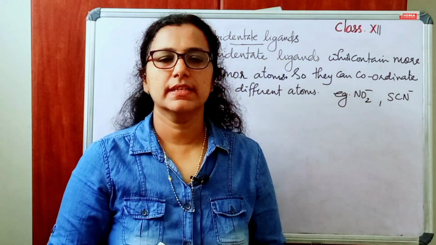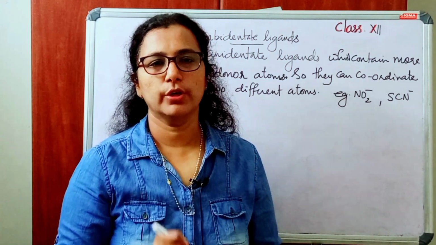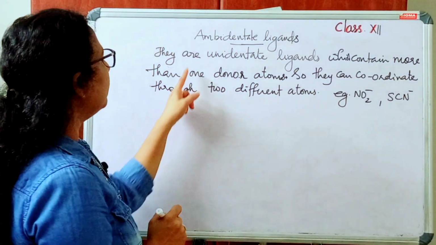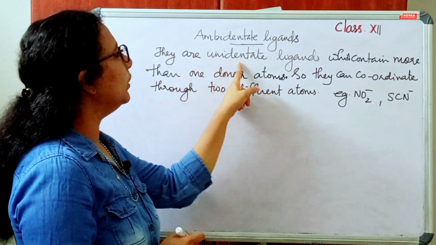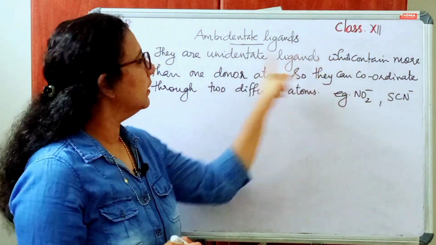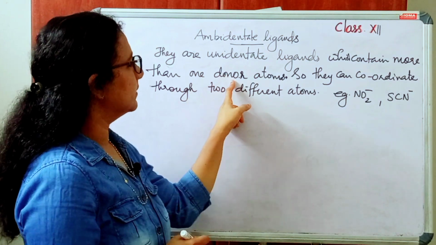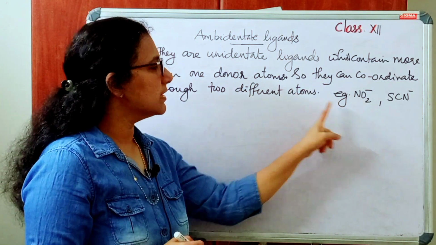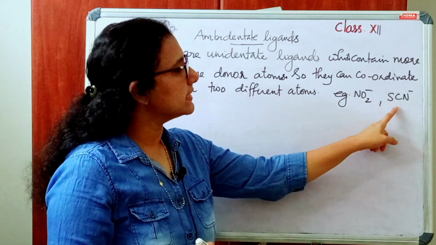Hello students, let's learn another important term used in coordination chemistry, that is ambidentate ligands. So what are ambidentate ligands? They are unidentate ligands which contain more than one donor atom, so they can coordinate through two different atoms. Example: NO2 minus, SCN minus.